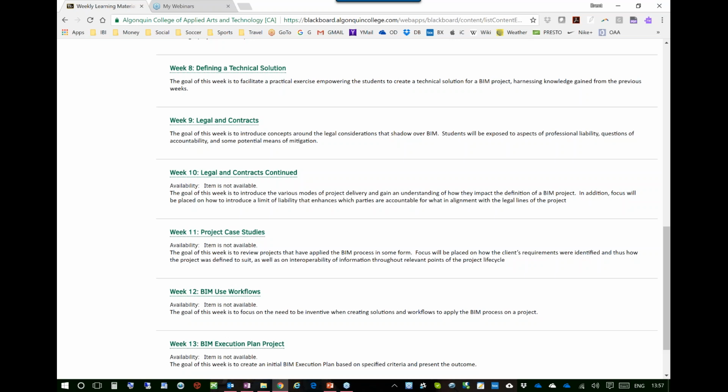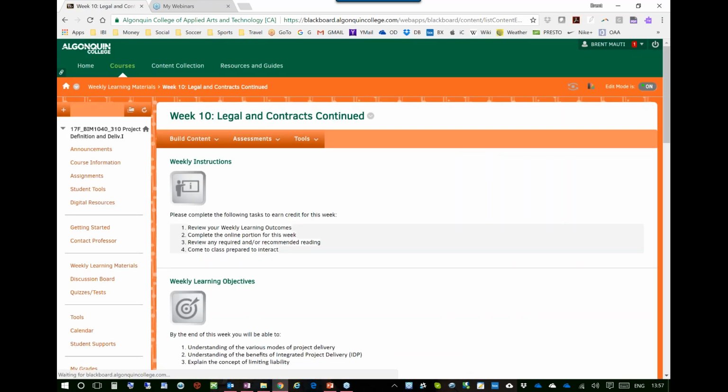The other thing it did is it talks about a little bit of risk mitigation. So if we're sharing the model and it's being harnessed for purposes other than what was planned, that's fine. It's all with the concept of use at your own risk. So with that, going into week 10, I called it legal and contracts continued.